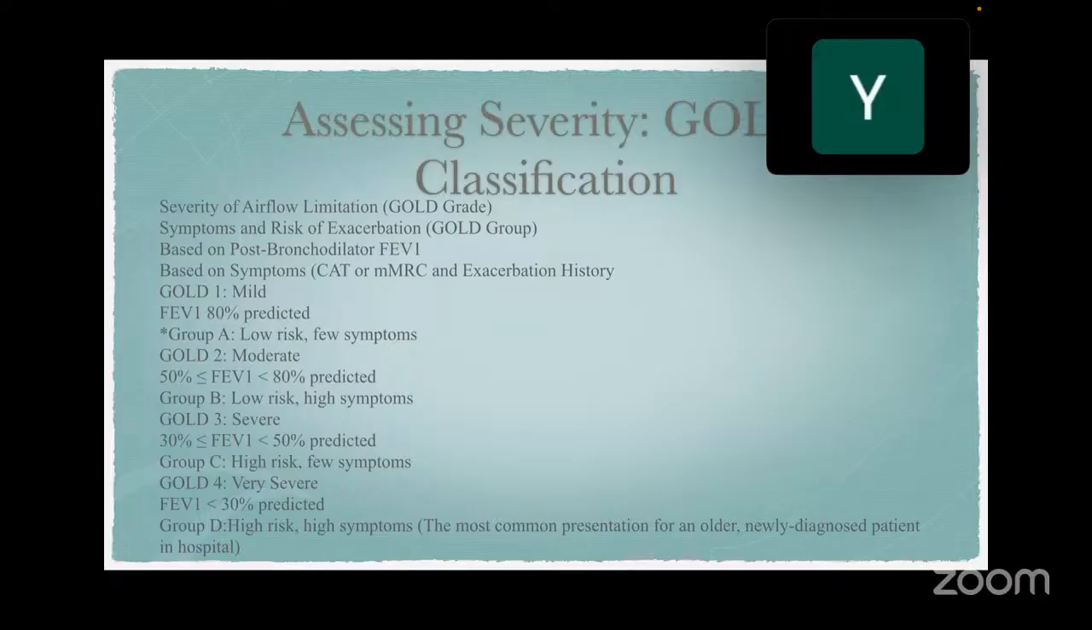Group B is low risk and high symptoms. GOLD 3 is severe. The FEV1 is greater than or equal to 30% and less than 50% of the predicted. Group C is high risk and few symptoms. GOLD 4 is very severe. The FEV1 is less than 30% of the predicted. And group D is high risk and high symptoms, the most common presentation for an older, newly diagnosed patient in the hospital.